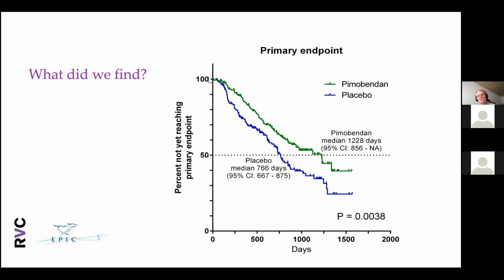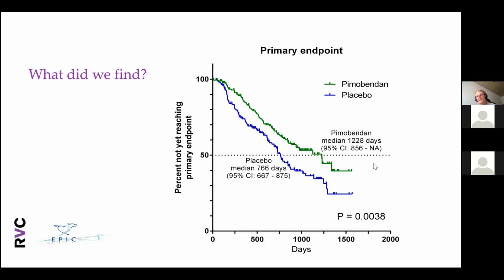And what we can see is that pretty much throughout the duration of the study, the pimobendan group are doing better, or the placebo group are doing worse, to express it in the opposite way. And what we can see with the statistical test that we perform is that the probability of that happening if the drug has no effect is very, very low. Therefore, we would conclude that the drug has an effect.